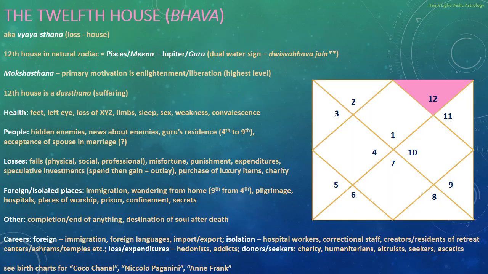Alrighty? Okay, so the 12th house, or Bhava, is also known as a Vyaya sthana. Vyaya means loss. So the 12th house is the house of losses.